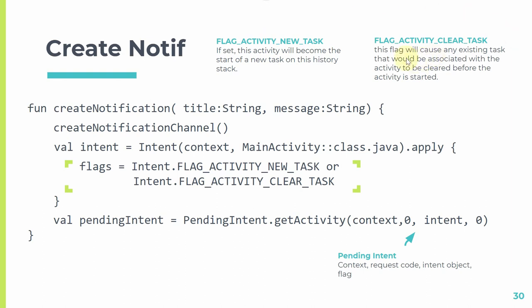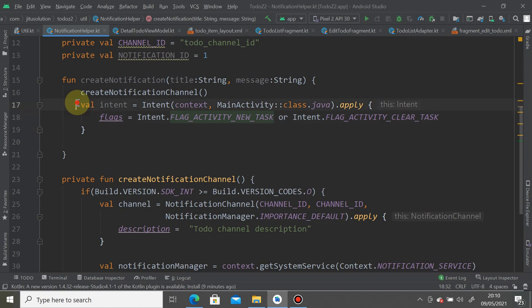FLAG_ACTIVITY_CLEAR_TASK: this flag will cause any existing task that is associated with the activity to be cleared before the activity is started. For example, if you already have a back stack filled with multiple instances of main activity, they will all be destroyed, and this flag will create a new main activity. So it will destroy the other main activities and make sure that there is only one main activity in the back stack. So this is very important. Okay, next, we do not launch the intent immediately.